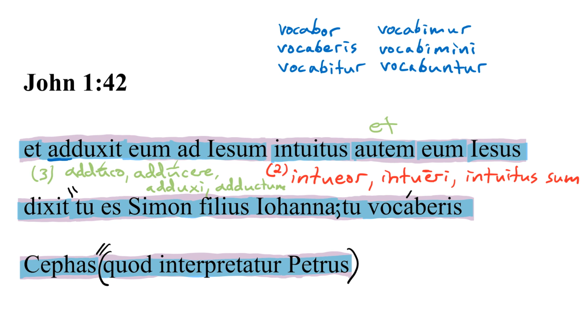Adduxit here is simply the combination of ad, the preposition to or towards, plus duco, ducere, which is a verb that you know of the third conjugation. If you look down here, I've spelled out the principal parts for you so you can recognize them. Notice there's a long mark, a macron, indicating the U is a long vowel, and that's in fact where our accent goes. Adduco, adducere, adduxi, adductum. So Andrew led his brother, eum, accusative singular object of adduxit. He led him to Jesus, and now we're going to have a change of subject, Jesus intuitus.